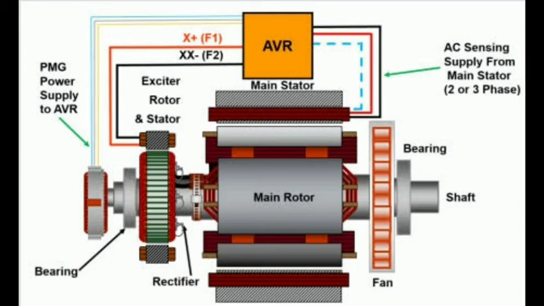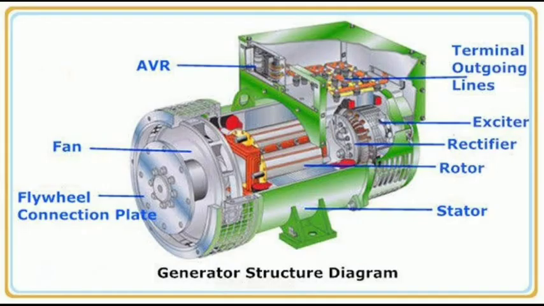This AVR takes the supply voltage from the main stator and gives the signal to the exciter stator. If the output voltage is more, then it is brought down, and if the output voltage is down, then it is raised automatically. This model shows the electrical parts of the AC generator: terminals of the outgoing line, AVR automatic voltage regulator, exciter, rectifier, rotor and stator.